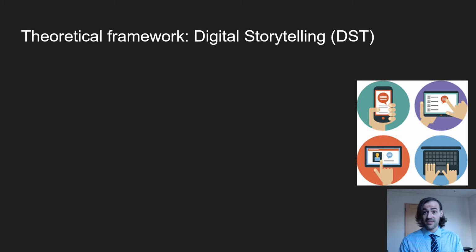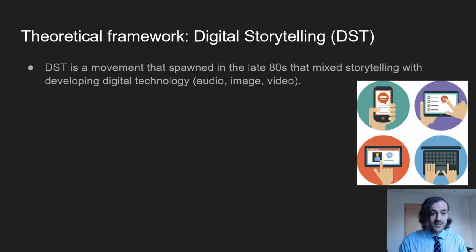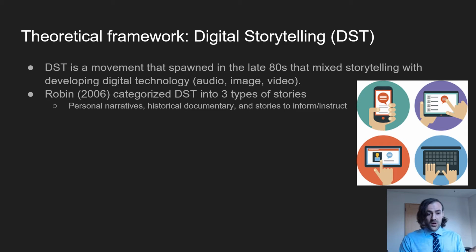So next we have digital storytelling, and this is a great way of incorporating current technology with the age-old art of telling stories. DST is a movement that spawned with the birth of computers, and it's mixing stories with audio, images, and video. Robin categorized DST into three main types: personal narratives, so telling a story of yourself; some historical documentary, or stories that are meant to inform or instruct. There are lots of benefits for DST.